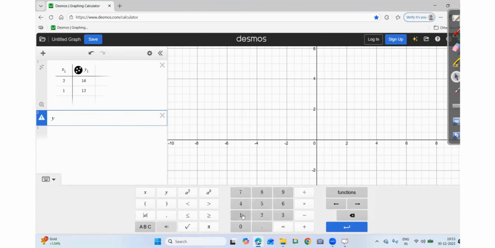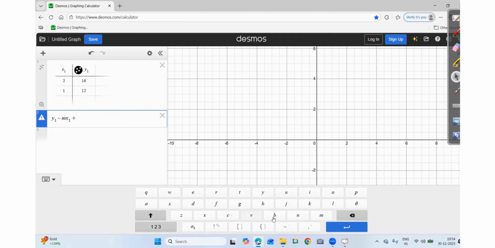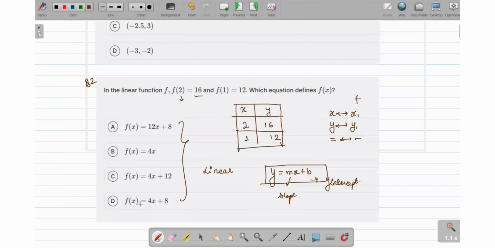y1 equivalent m x1 plus b. Desmos will directly give you the values of m and b. So m is 4, b is 8. Hence, what will be your answer? 4x plus 8. Option number D will be your answer. I hope that is clear, everyone.